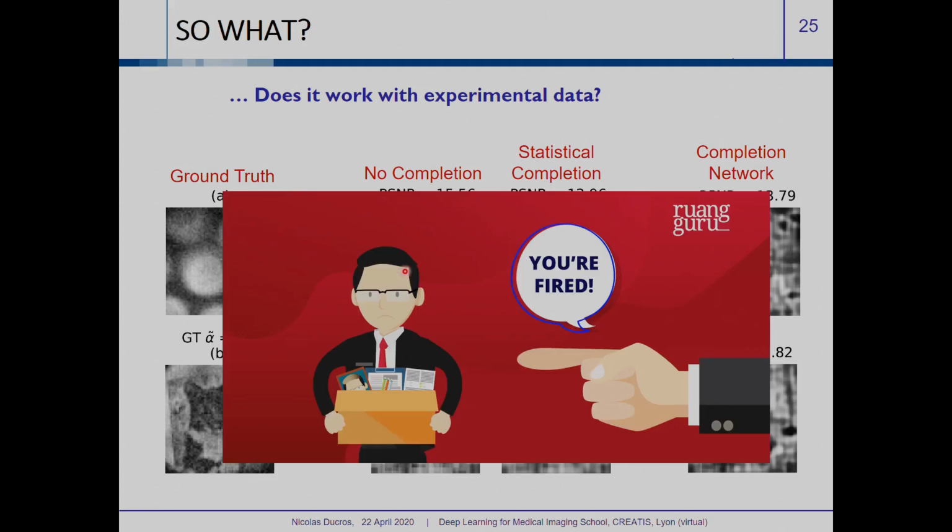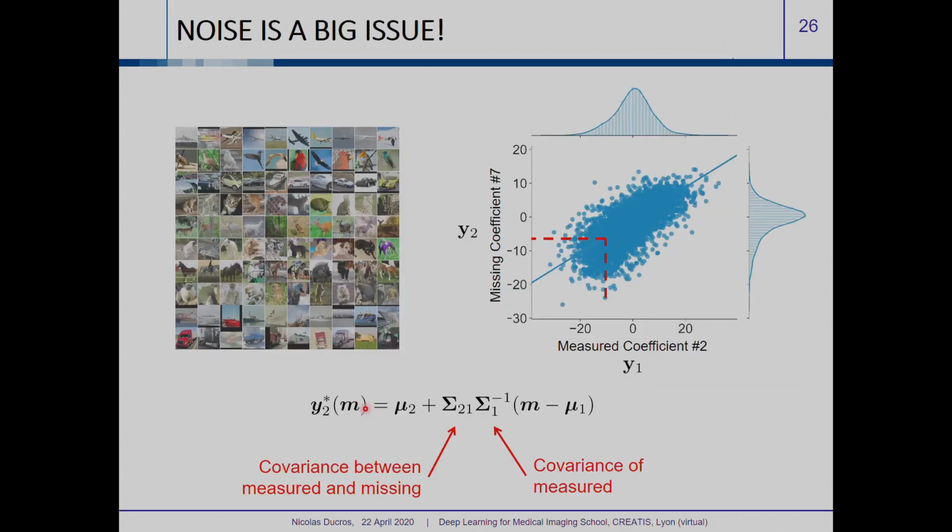So does it mean that the previous method doesn't work at all? To answer the question, we have to go back to the scatter plot I presented a few slides before. Our method basically looks at the conditional expectation, meaning that we acquire a coefficient, and from the value of the coefficient, knowing the correlation between the coefficients, we replace the missing coefficients by the mean value of the missing measurement.